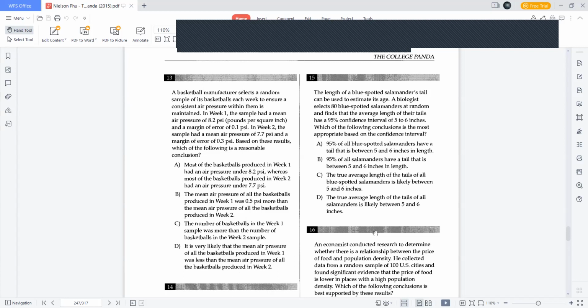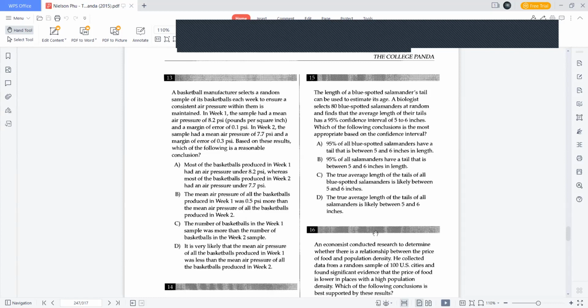A doesn't make any sense. My reasoning being, if it's under 8.2, how could it be an average? For something to be an average, some has to be the number. Precisely. You're right. So A is out, C is out, D is out, meaning B is the last one left. And B actually makes sense if you read it.